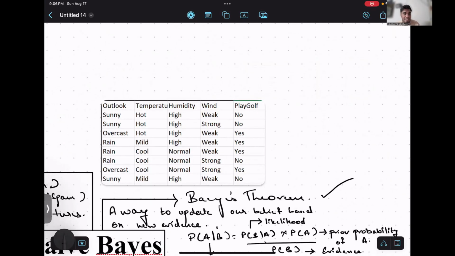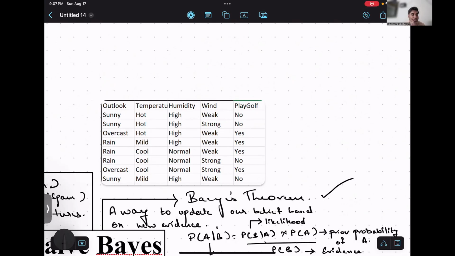Now let's look at a practical example. Here we have a data table with features outlook, temperature, humidity, and wind, and the label play golf, where play golf has two values, yes or no, which represent whether you can play golf for that set of features or not. Outlook has three values: sunny, overcast, and rain. Temperature has three values: hot, mild, and cold. Humidity has two values, high and normal. Wind has two values, weak and strong.